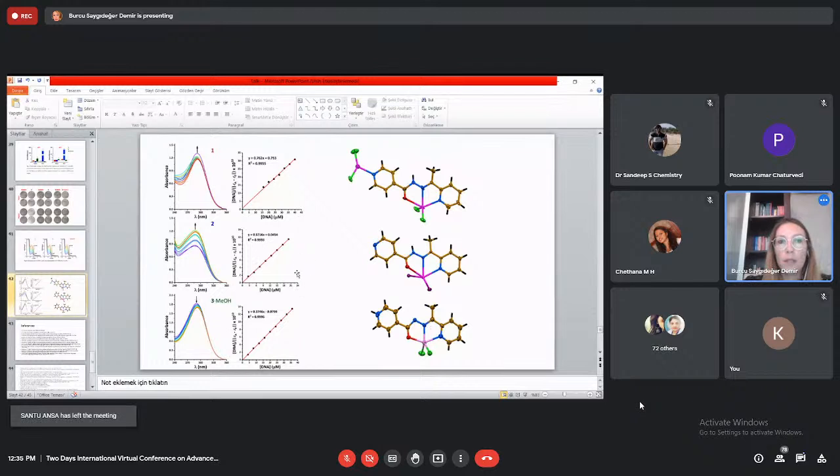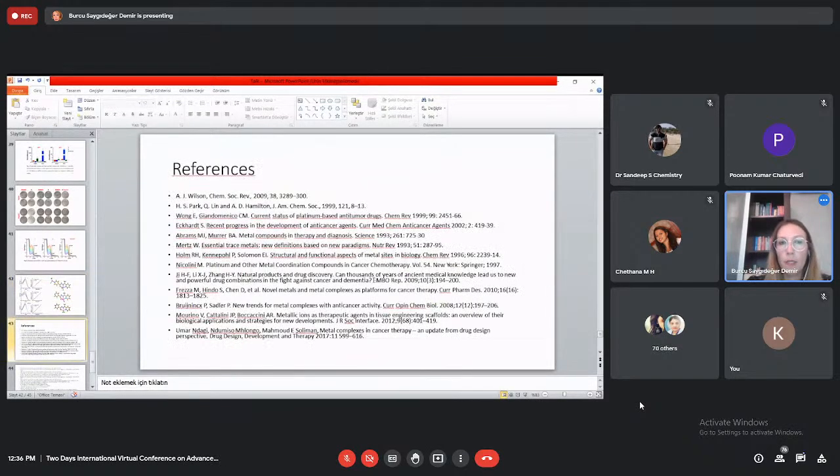After this, the binding constant was determined by kinetic calculations and compared with the literature. It was observed that these 3 new complexes made very strong bindings. These are the references.